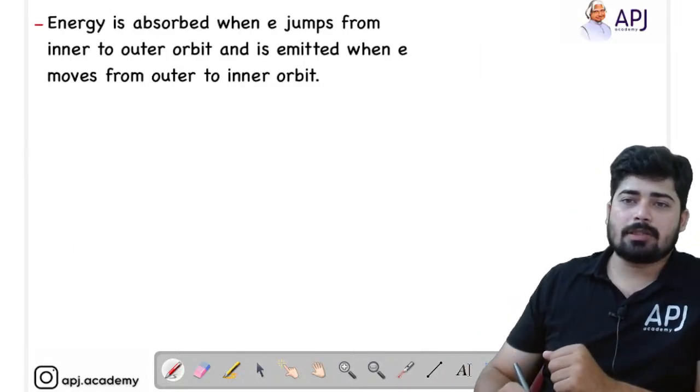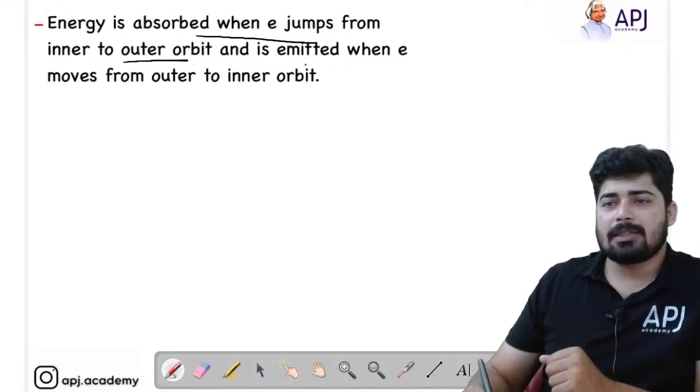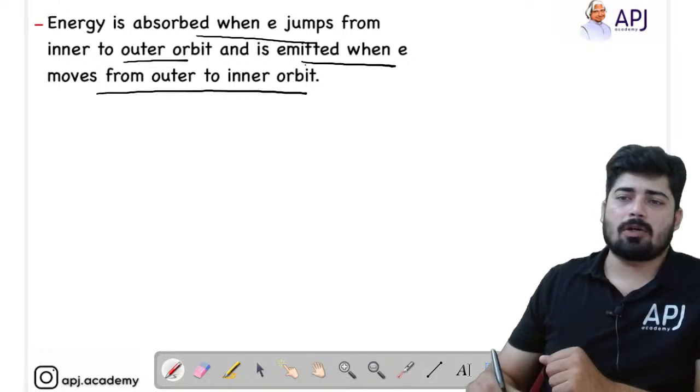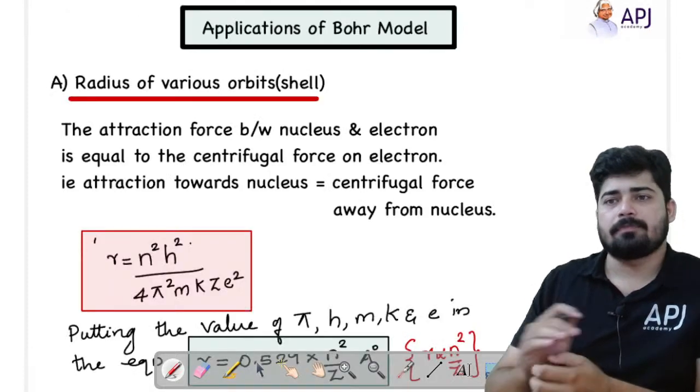See, I have already explained this. Energy is absorbed when an electron jumps from inner to outer orbit, and energy is emitted when the electron moves from outer to inner orbit. Already we have explained that concept. Now we will move on to the next one.